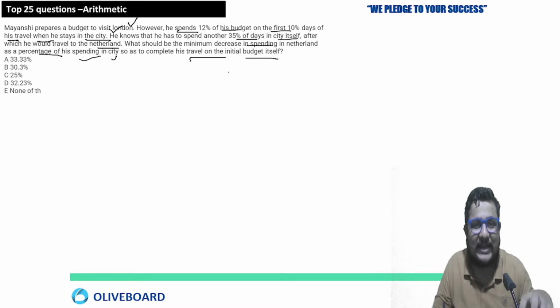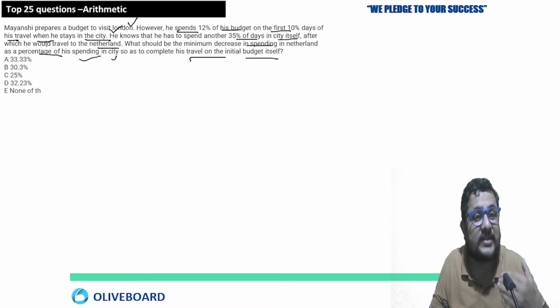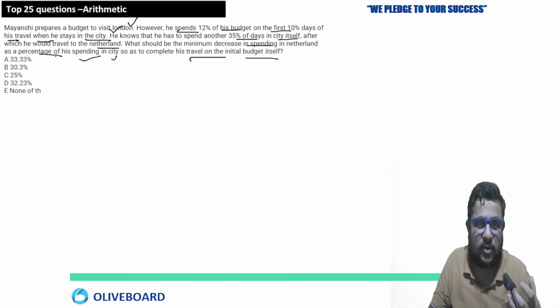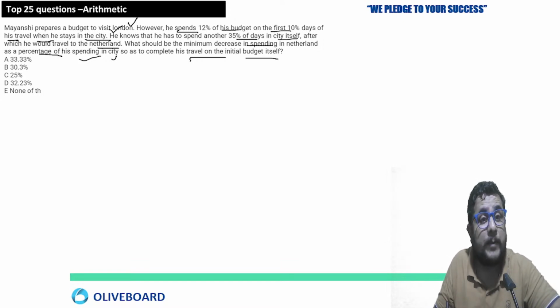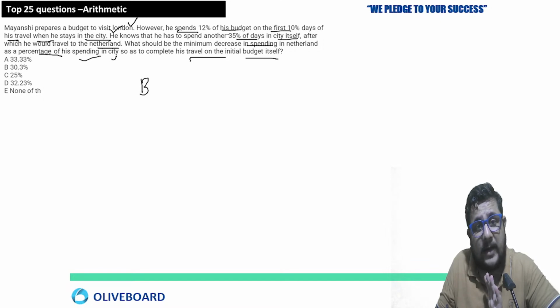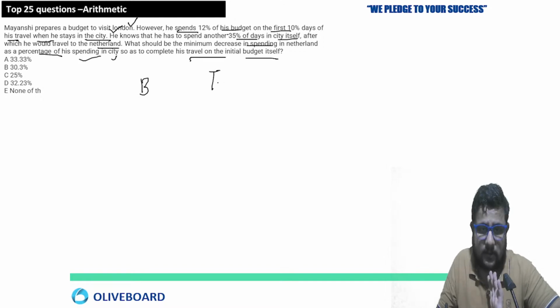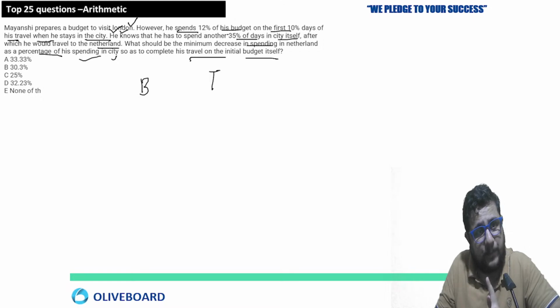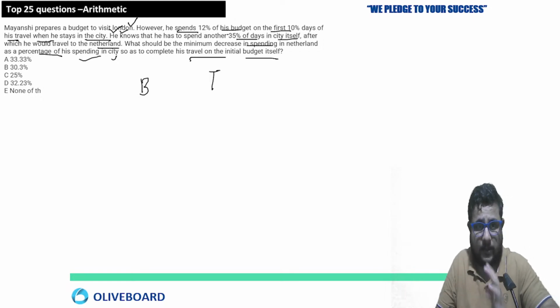When we read it, it seems difficult, but it is not. It is from percentage. Your basics need to be clear. See, Mayanshi prepares a budget to visit London. So there is a certain budget. We can say that budget is B. He spent 12% of his budget on the first 10% of the time. So time is also a certain thing here, the number of days, whatever he planned. There are two cities they have mentioned, right? London. He already prepares a budget to visit London.